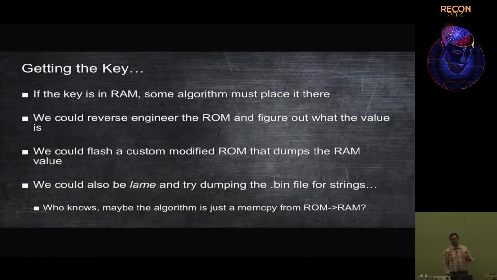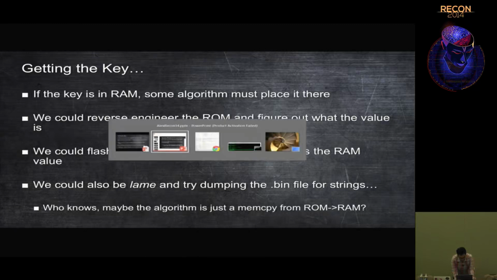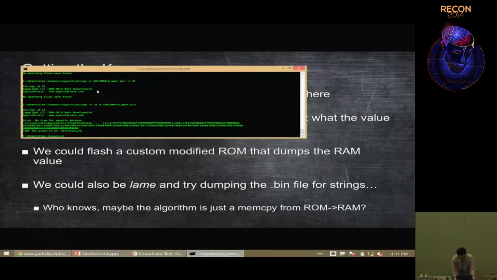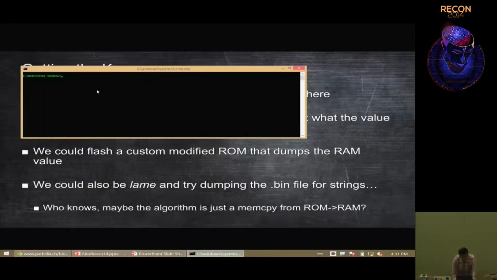Or we could be really lame and assume that Apple did not use any sort of obfuscation, and they're not actually generating a key, but the key's actually stored plain text in the ROM, and they're just copying it into RAM. And so since I'm lame, I said, okay, let's just try that out. And I just used the strings tool to basically dump all the strings in the ROM file.